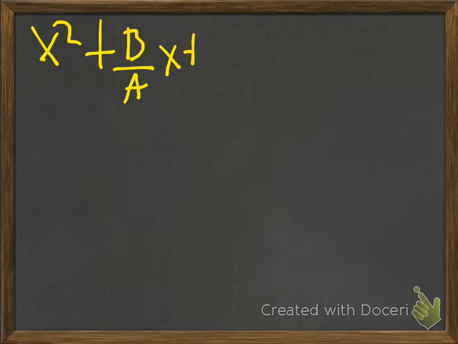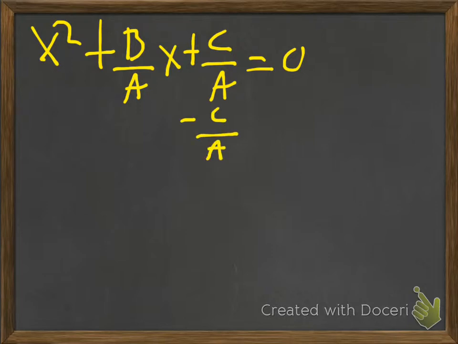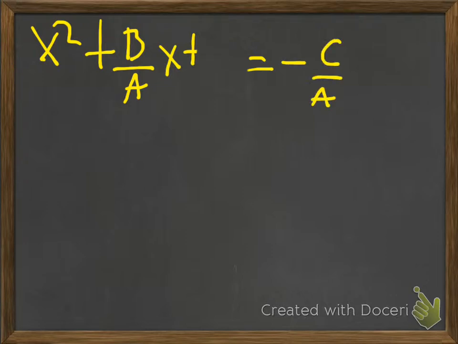Now that we have x squared plus b over a x plus c over a equals 0, we're basically going to subtract c over a from the other side. We can just do this right here. Now we're basically already solving this by completing the square.